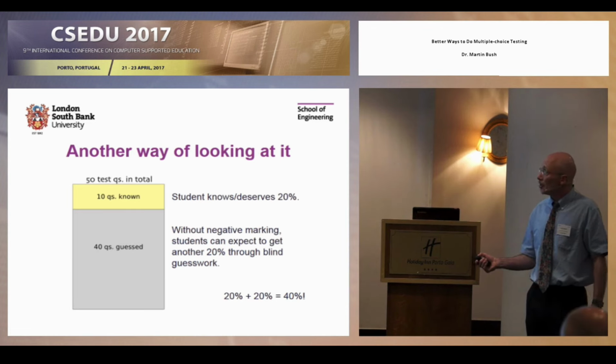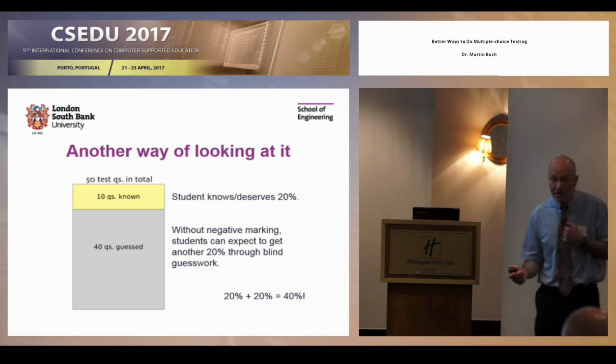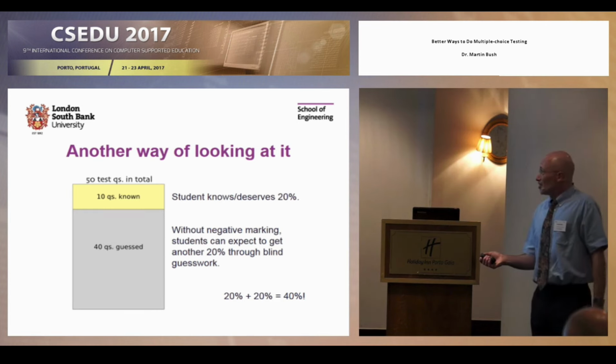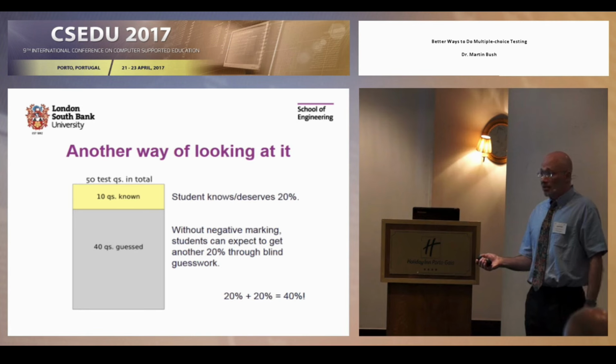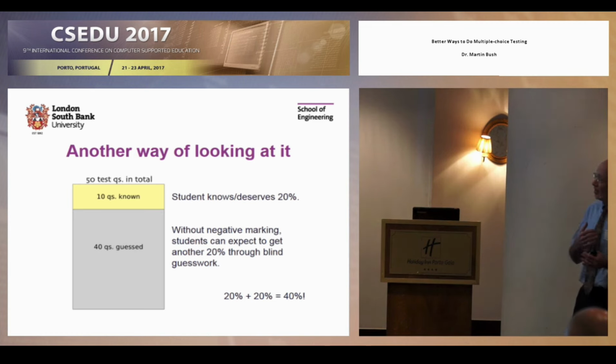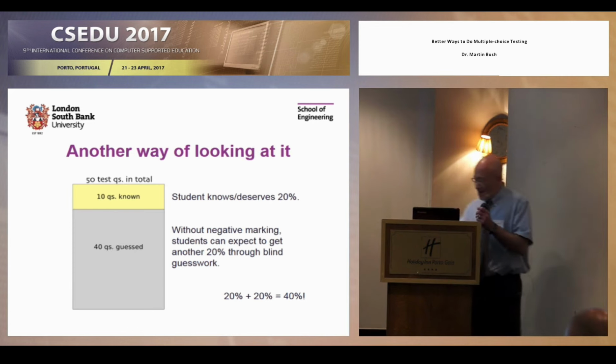So they got the 10 questions which they knew, plus the 10 questions which they guessed on average. That gives them 20 questions out of 50, and that's 40%. So they're getting a mark of 40%, which for us is a pass mark. That's a bare pass. So this is a scary thought. They're getting a bare pass by only knowing the right answer to 20% of the questions. So that's the problem.